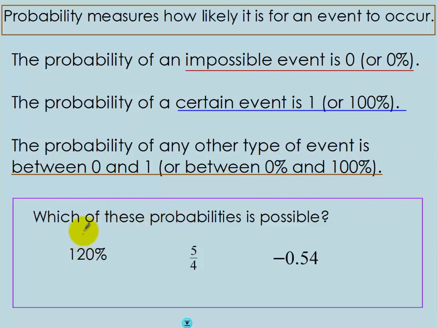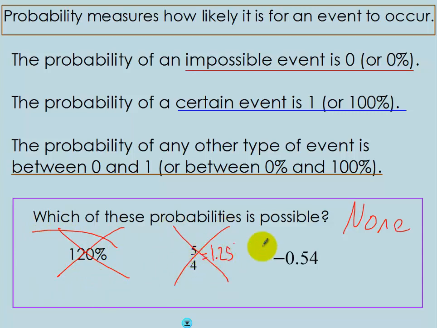So looking at these probabilities, which of these probabilities is possible? 120%, 5/4, and negative 0.54. The answer is none, because 120% is over 100%, so that's too big. 5/4 is the same thing as 1.25, which is bigger than 1, so that's also too big. And probabilities can't be negative numbers, so none of those work.